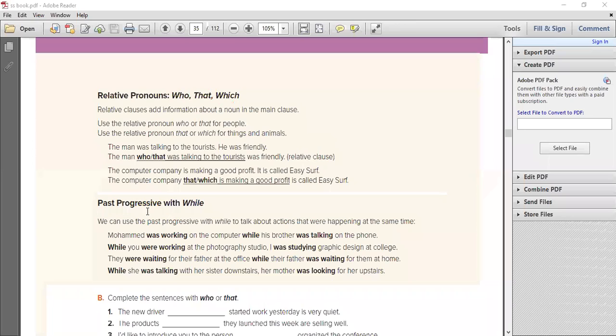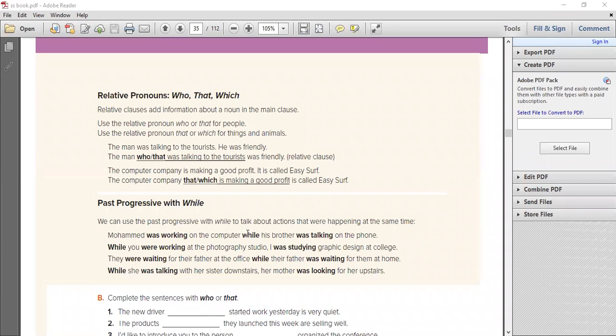Then we have the past progressive with while. We said that while, what is the meaning of while in Arabic? While, when. Now, remember that we use the past progressive for a longer action when we have when and the past simple. Now also we're going to use it with while. How are we going to use it?